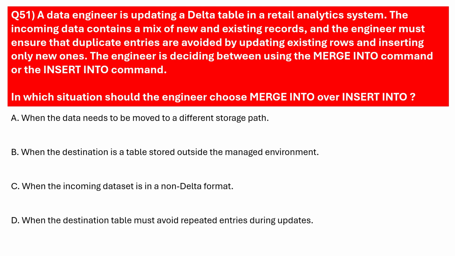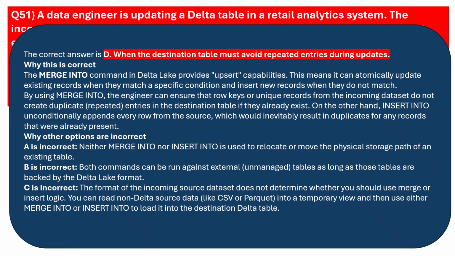A. When the data needs to be moved to a different storage path. B. When the destination is a table stored outside the managed environment. C. When the incoming dataset is in a non-Delta format. D. When the destination table must avoid repeated entries during updates. The correct answer is D. When the destination table must avoid repeated entries during updates.